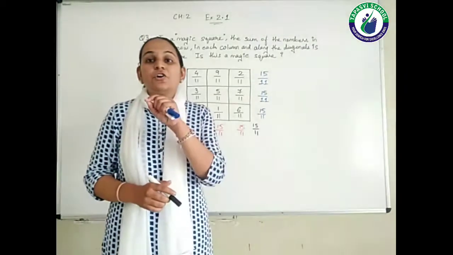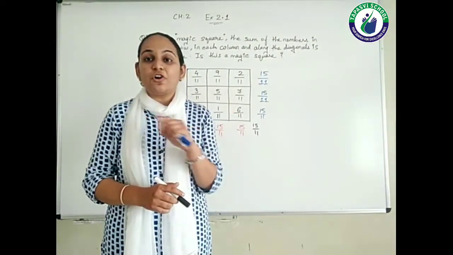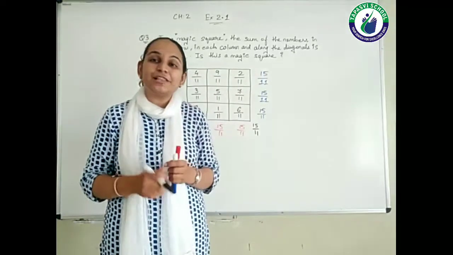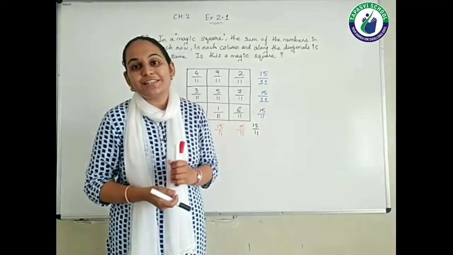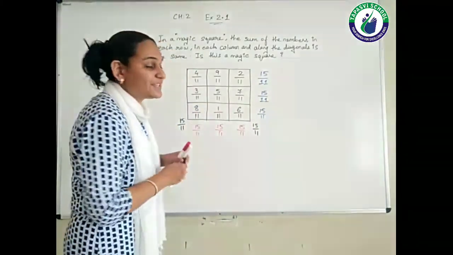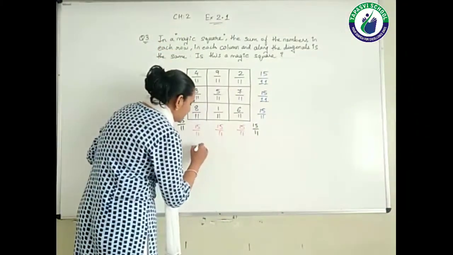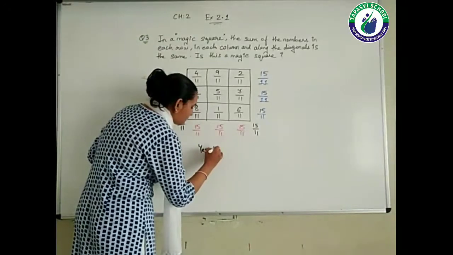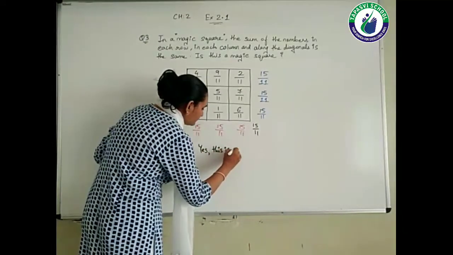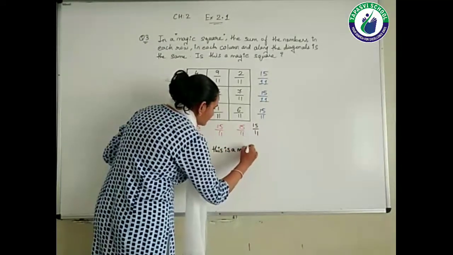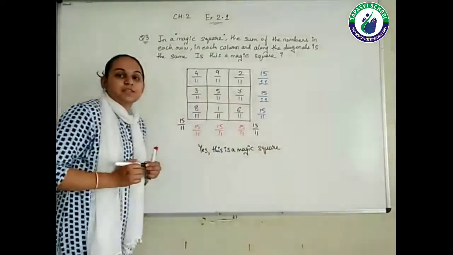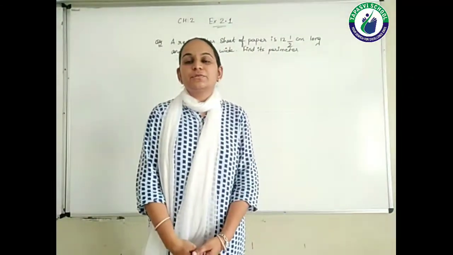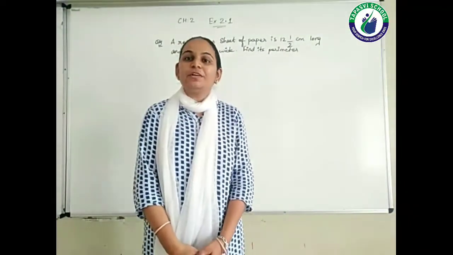That means for the rows, columns and the diagonals, all the answers are coming the same. That means 15 by 11. So we'll call this square a magic square. Yes, this is a magic square. Is it clear, students?